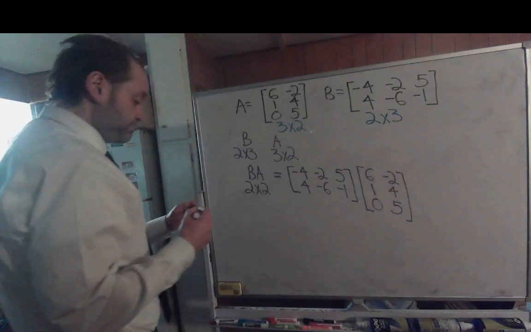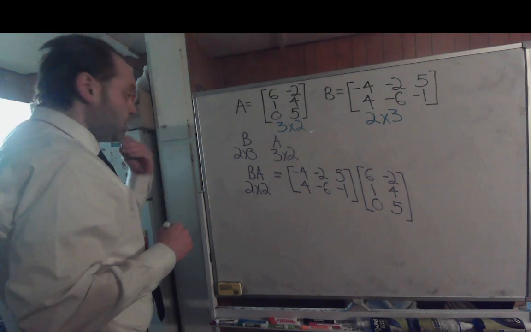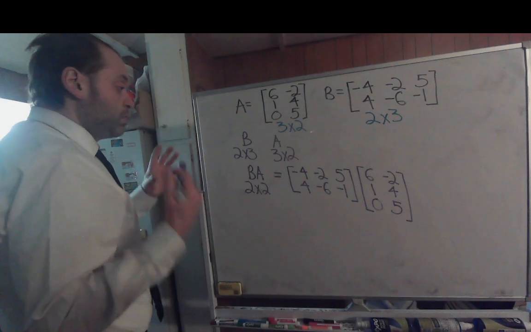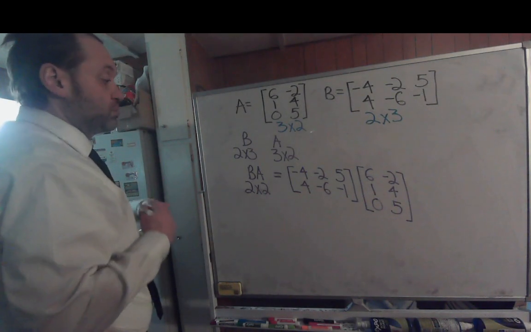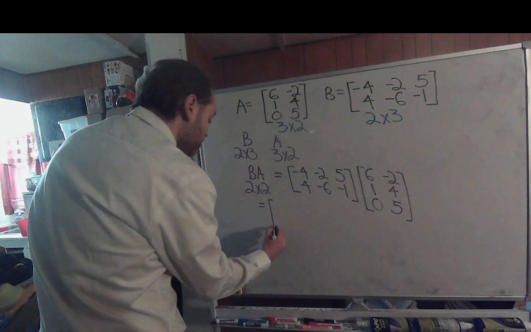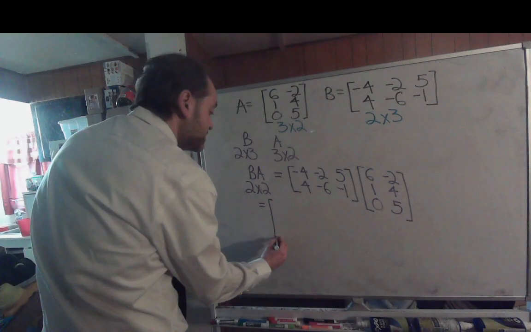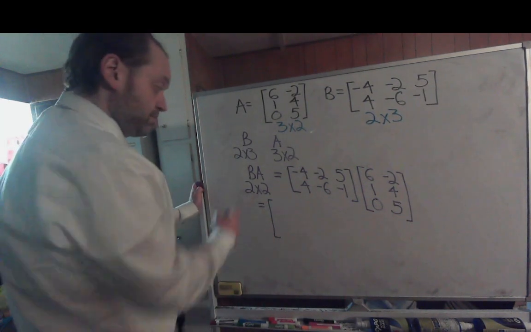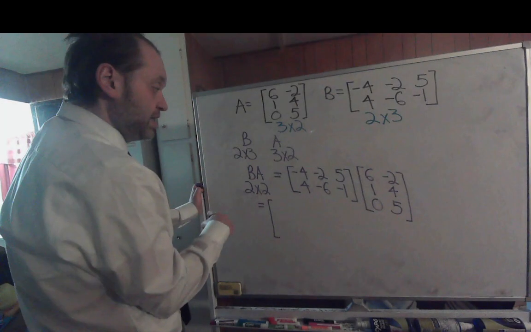All right. So what we do now is we're going to do the multiplication. So we should keep in mind we get a 2 by 2 matrix, right? According to the rules of multiplication.